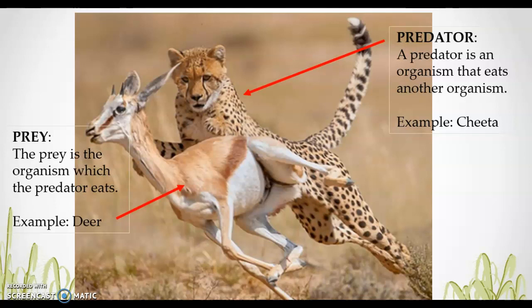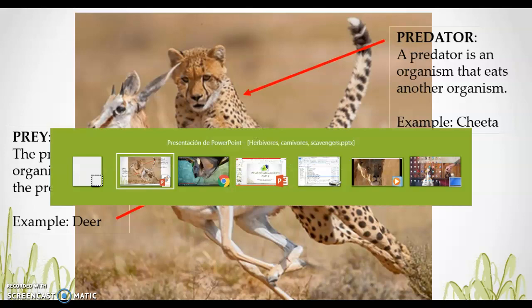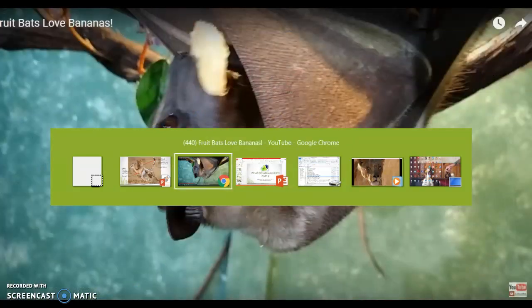alimento para el carnívoro. So I'm going to show you two more video clips, yes, and the idea is that you identify who is the predator and who is the prey in each one, okay? I'm going to show them. Let me check.